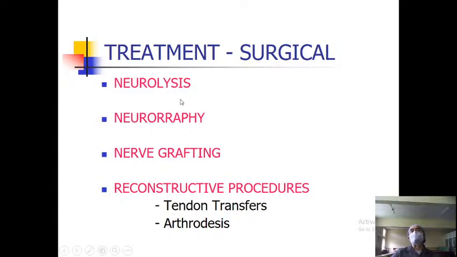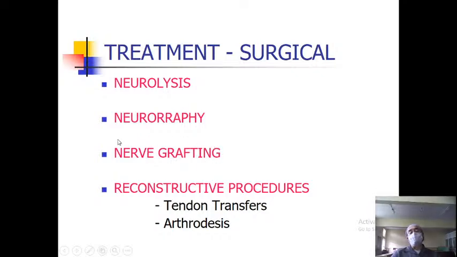Neurolysis means once the outer layer becomes very thick, then unless you open that, the nerve function may not be adequate. So that is called neurolysis. Neurorraphy, individual fibers, they are sutured back. Nerve grafting, if there is a loss of nerve, a section of the segment of nerve is lost, then you need to put another nerve there and do the grafting.